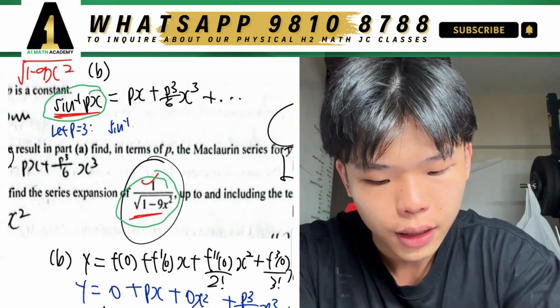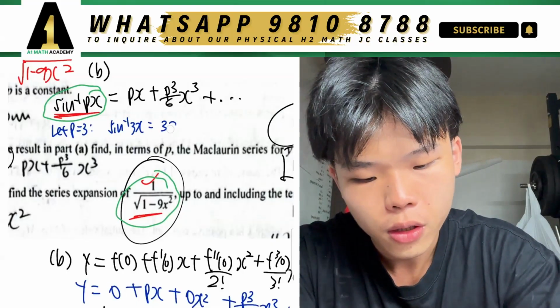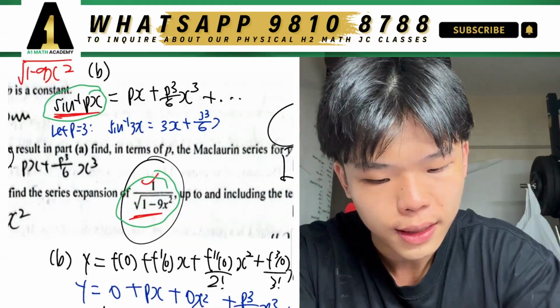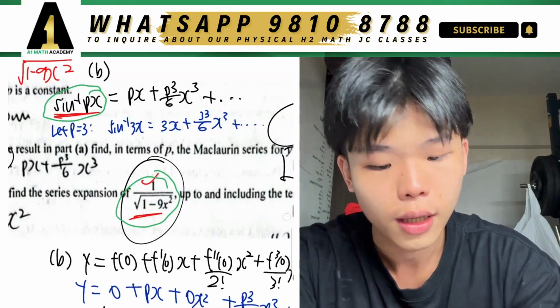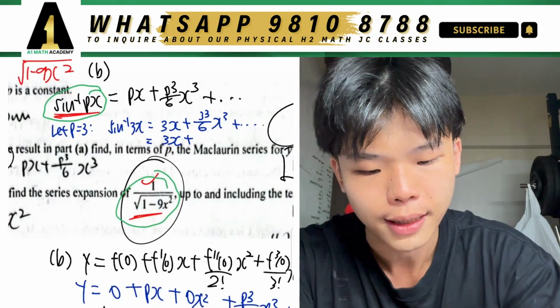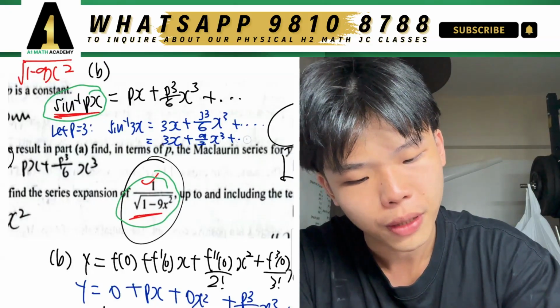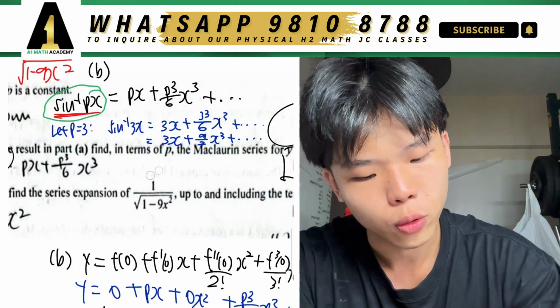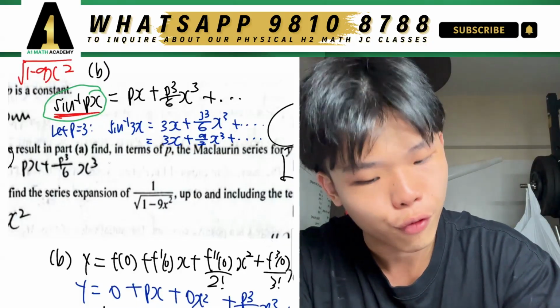And I get sine inverse 3x equals 3x plus 3 cube over 6x cube plus dot dot dot. Then of course you can simplify this to give you 3x plus 9 over 2x cube plus dot dot dot. Then in order to get to this equation over here, I just need to differentiate, right?